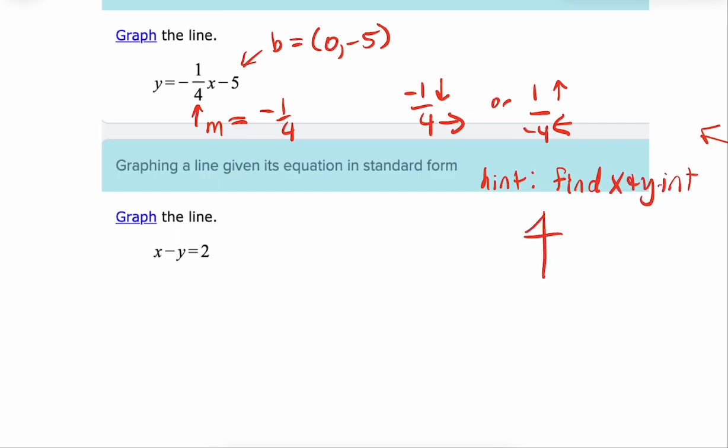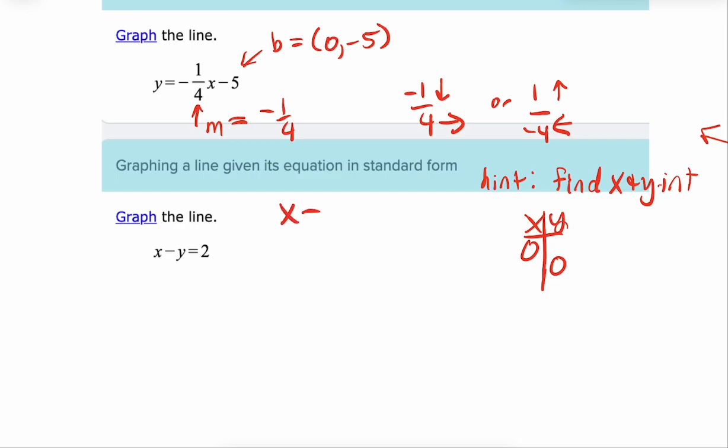I make what I call my 0, 0 chart. I plug in x equals 0, I plug in y equals 0, get 2 points. I know my x-intercept, y-intercept, I graph it. For me, that is the quickest way to deal with a standard form line. It's just the easiest. Let me show you what I mean.